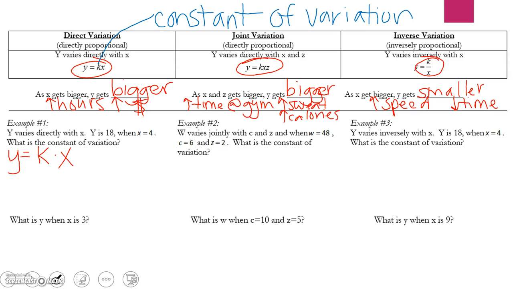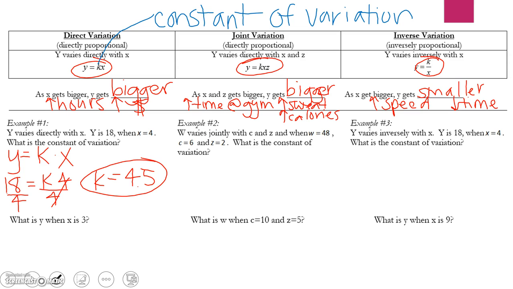Then it tells me y is 18, so I fill in 18 for y, and I fill in 4 for x, and I'm going to solve for k, because it asks for what is the constant of variation. So I divide by 4. 18 divided by 4 is 4.5.